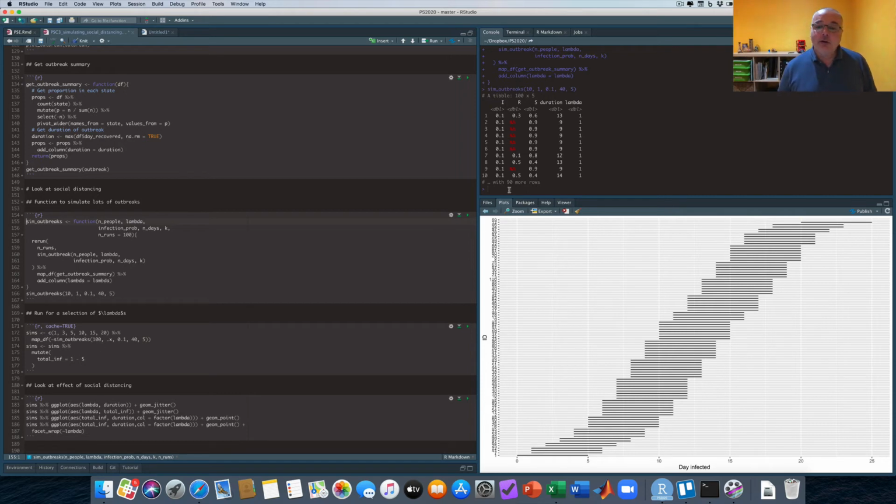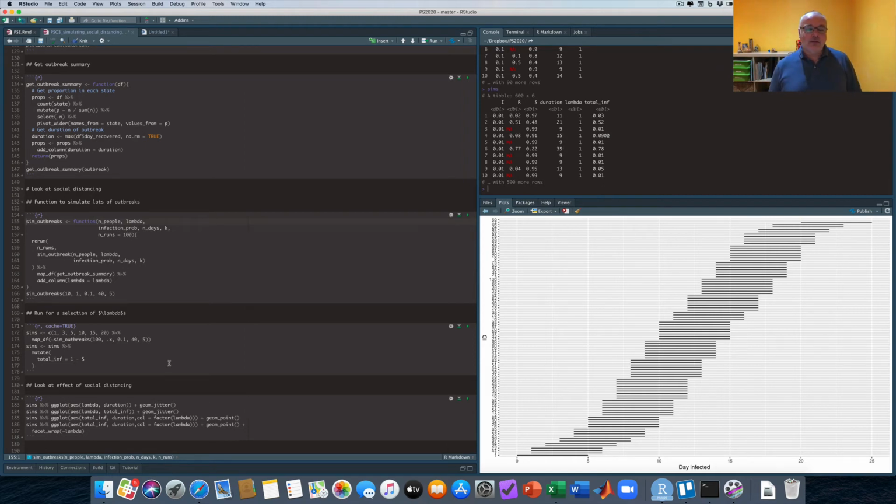But if we have a quick look at it, if I go sims, you can see we've got altogether 600 more rows. We've got 100 for each lambda, and we can see the effects. So now let's look at the behavior.